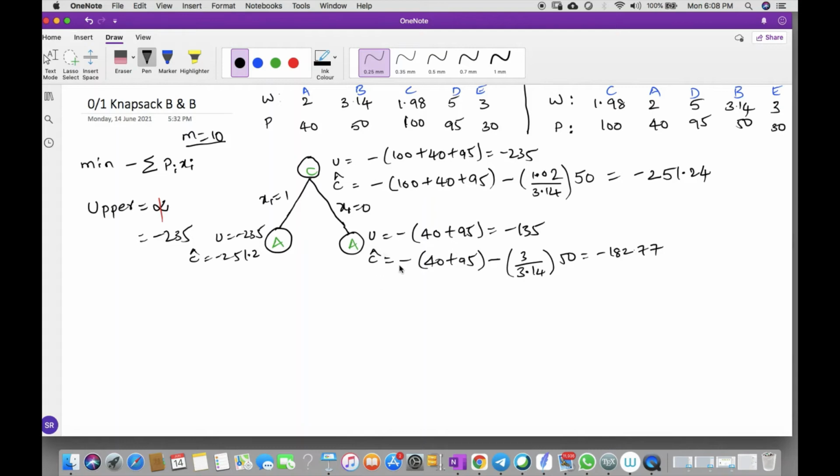So here you can see C cap value is greater than upper. Let me just draw a line here to differentiate these things. Our upper value is minus 235, whereas C cap value is minus 182. So C cap is greater than upper, so we can exclude this, or we can kill this node. We don't need to expand this node further. So we are left with only this. So let us expand this.